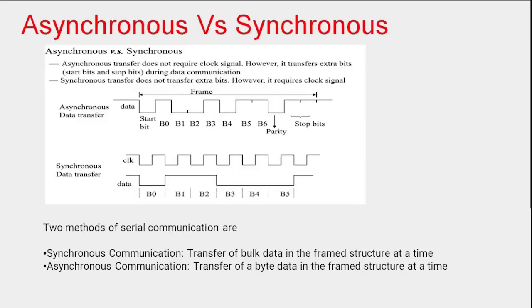So there are 2 types of UART communication. One is asynchronous, the other is synchronous. Asynchronous does not require a clock signal, so you can transfer only byte data, whereas synchronous communication uses the clock signal, so you could transfer bulk data in a framed structure at a time. Asynchronous does not require a clock, whereas synchronous requires a clock and can send more data. Asynchronous can only send a smaller amount of data since it transfers the data without a clock.